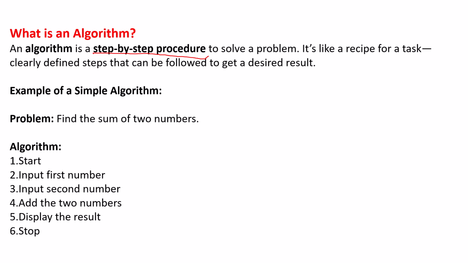There is an algorithm: the sum of two numbers. First, start, take the first number, take the second number, add those two numbers, display the result, and stop. Stop this procedure. Now you understand? So we are going to solve the problem step by step, right? That is called an algorithm. So, very simple and important.